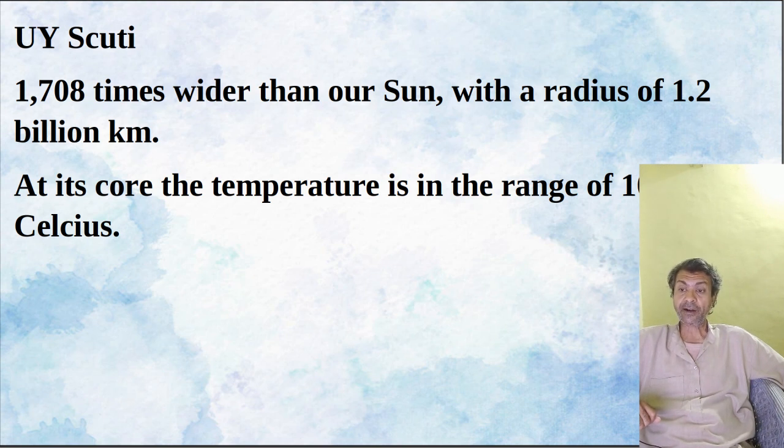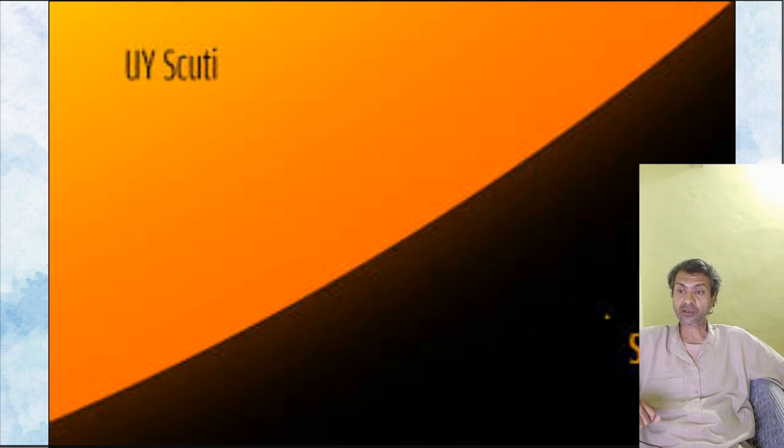It is 1708 times wider than our Sun, with a radius of 1.2 billion kilometers. The temperature at the core of a red supergiant star is expected to be in the range of 100 million Celsius. Stephenson 2-DFK1 is a bigger red hypergiant star, and the temperature at its core obviously is expected to be more than that of Ceti.